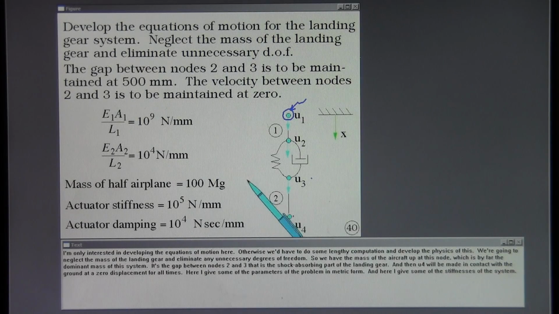Here I give some of the parameters of the problem in metric form, and here I give some of the stiffnesses of the system.